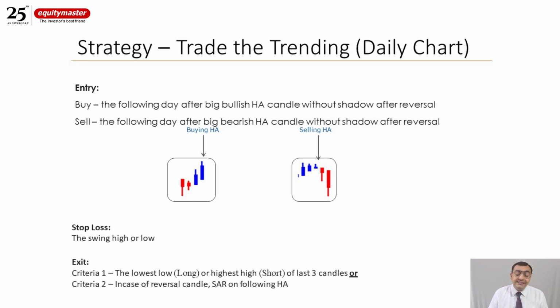What are the exit criteria now, and what is the stop loss? Let's look at the stop loss first. My stop loss would be the lowest low of the previous three Heikin Ashi candles. So if I'm buying on 1st of July, considering there are no holidays in the previous three days, 30th June, 29th June, 28th June, the lowest low of these three Heikin Ashi candles. I'm repeating again because there is a difference between a Heikin Ashi candle and a normal candle.